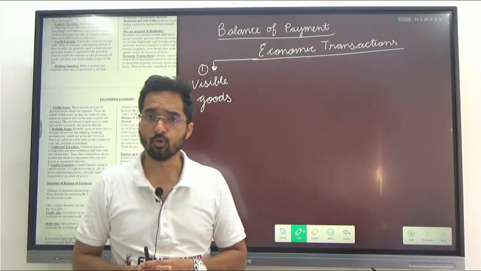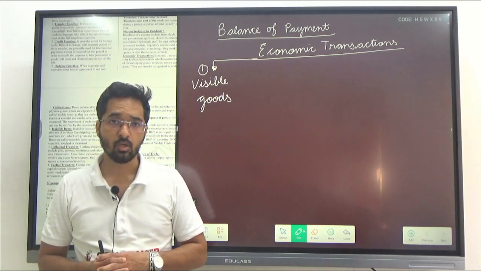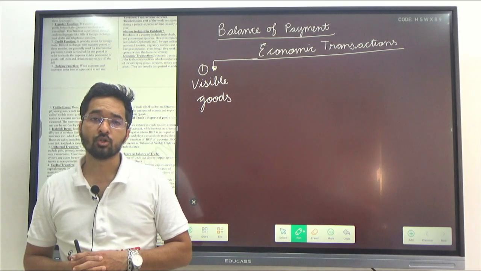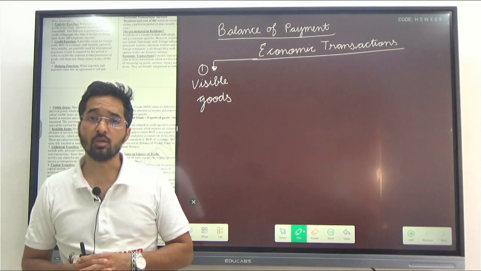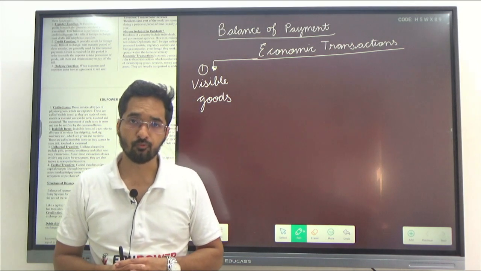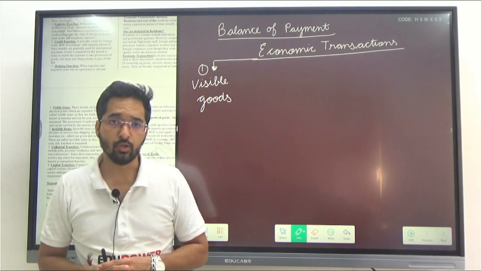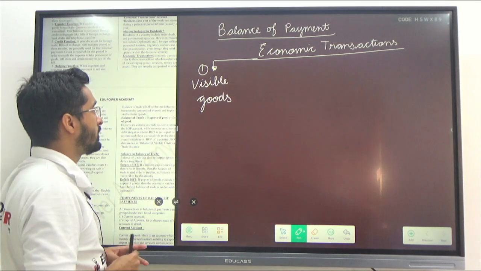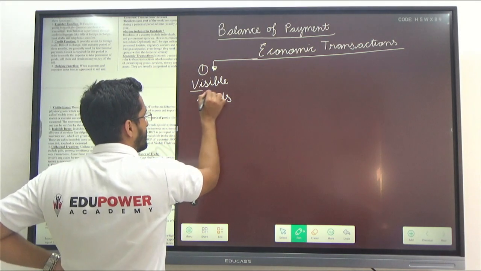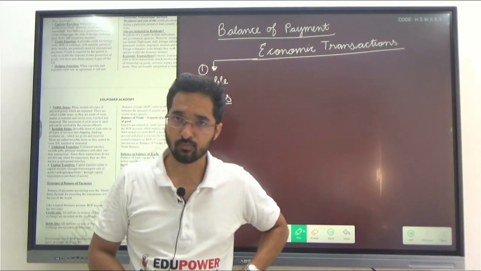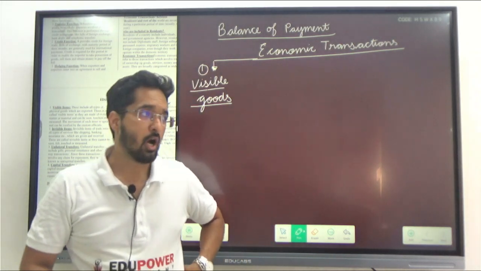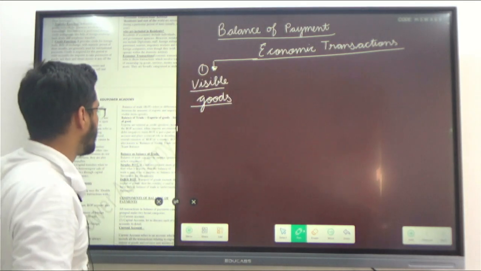What all do we import? We import gold, machinery, and oil and petroleum from abroad. So whatever import and export is taking place, visible goods talk about that kind of economic transactions. Now my dear friends, how does this import and export take place?